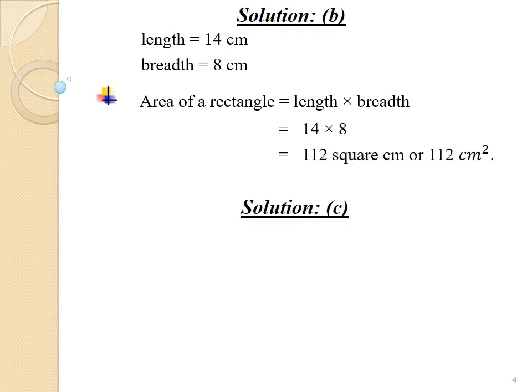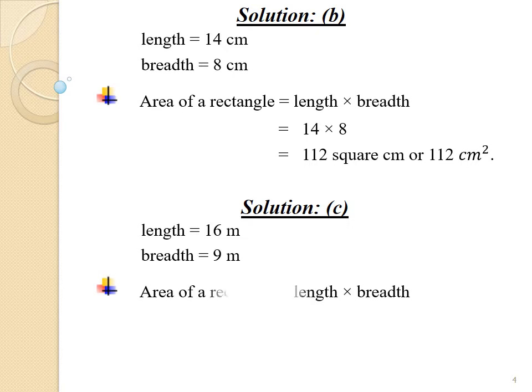Now, sum C. Length is given 16 meters. Breadth is given 9 meters. Thus, area of a rectangle equals length multiplied by breadth. Multiplying the given length 16 meters and breadth 9 meters, we get 144 square meters. Students, solve sum D by yourself.